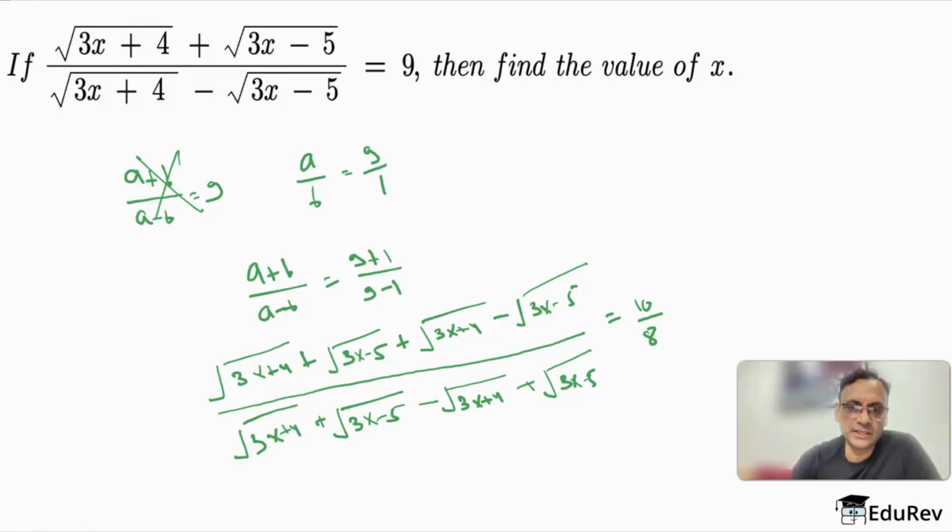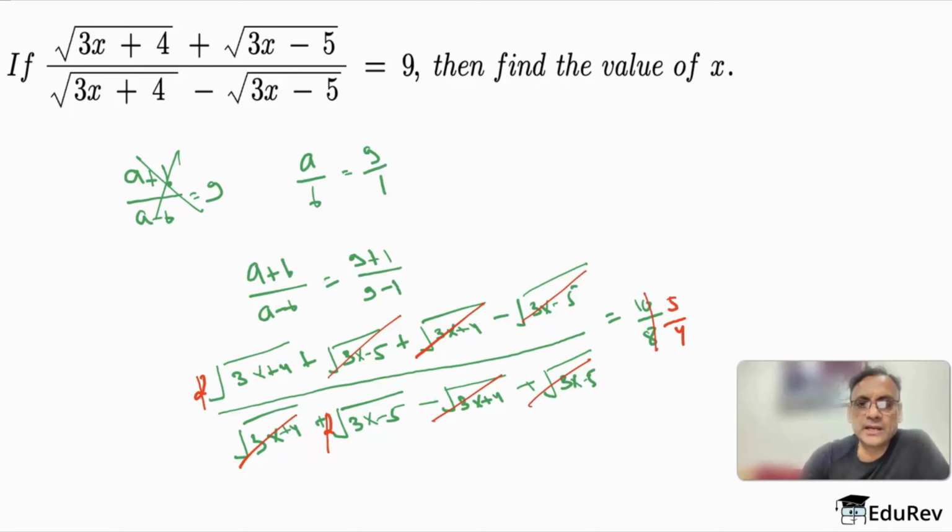Now if I see here, this gets cancelled. Here, this gets cancelled. This is twice, so 2 times. This is also twice, so 2 times. 2 and 2 get cancelled. 10 and 8 become 5 by 4. Okay, so essentially you get root 3x plus 4 upon root 3x minus 5 is equal to 5 by 4.